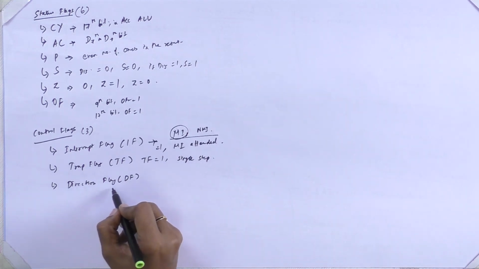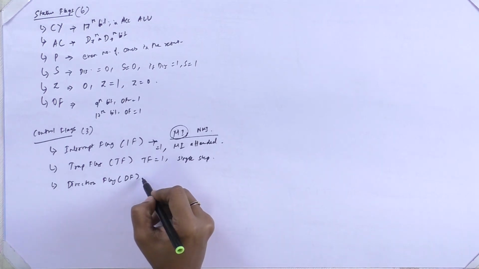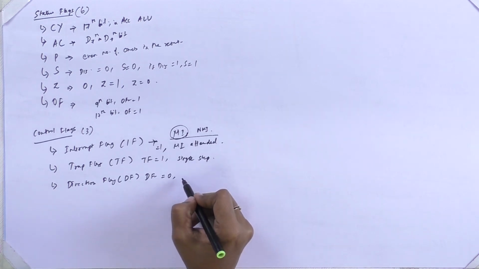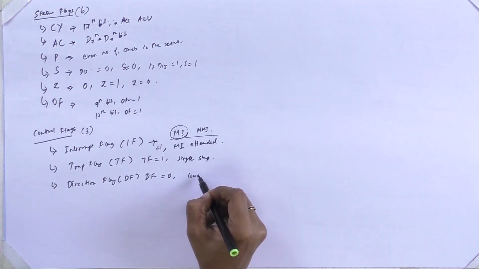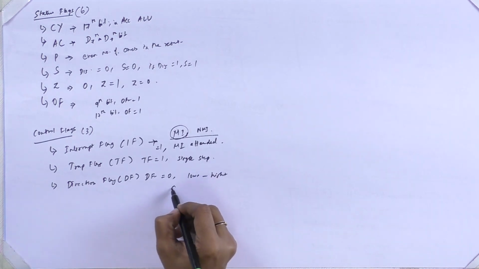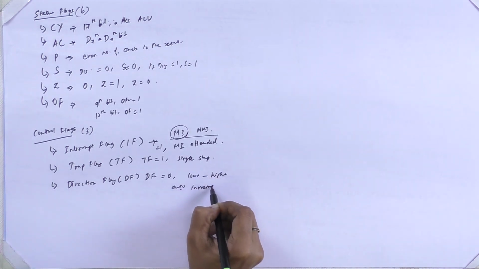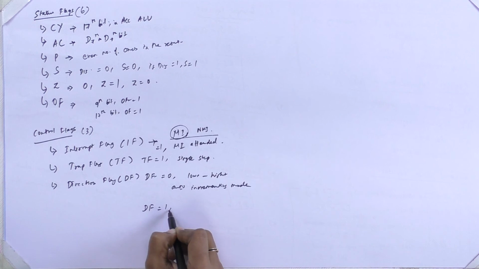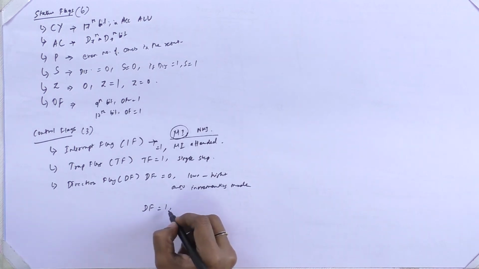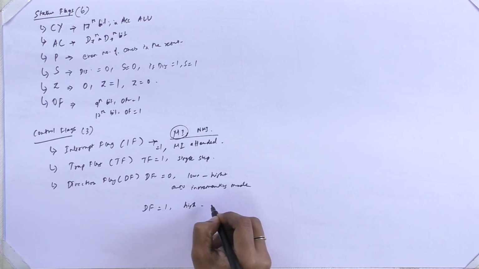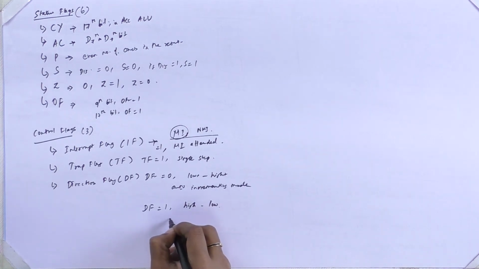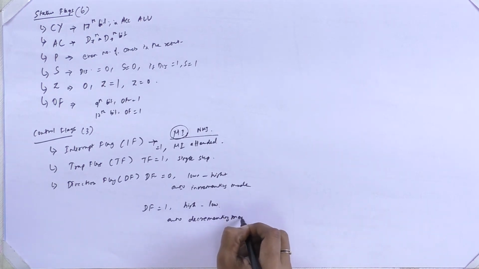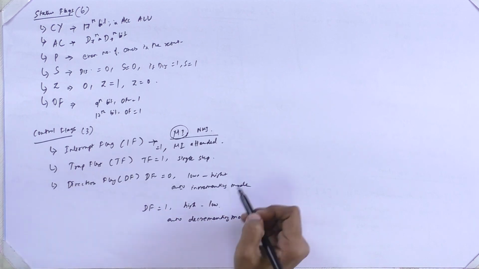And the last one is called the direction flag. When this direction flag DF is equal to 0, then the string is processed from lowest address to highest address. It is called auto incrementing mode. And when the value of DF is equal to 1, the string will be processed from highest address to lowest address, that is called auto decrementing mode. So these are all the three types of control flags.